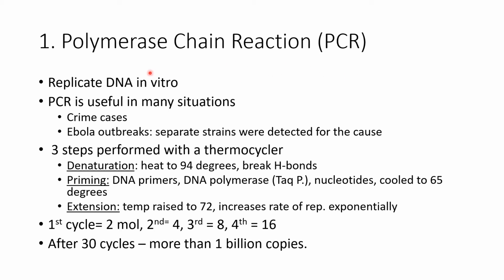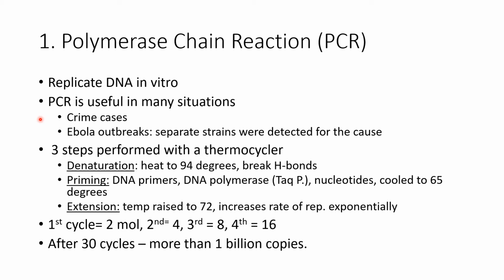The purpose of PCR is to replicate DNA outside the body or in a test tube. This process allows you to go from one DNA molecule to billions in a few hours. Amplifying DNA through PCR is useful in many situations. It is used a lot in crime scene investigations to have samples of DNA so you can perform a variety of tests on. PCR was also used in the Ebola outbreaks in 2014. The amplified genetic material was used to determine that different strains had actually caused the outbreaks.